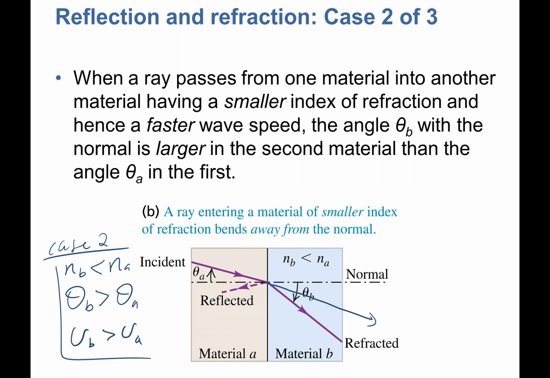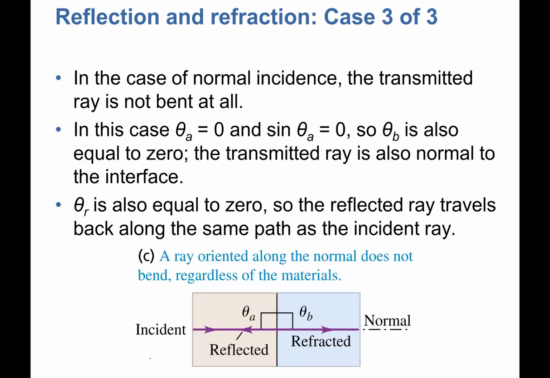Well, case 3, the light comes perpendicular to the surface, or along the normal line. In that case, theta A is 0. That means sine of theta A is 0, and that means theta B is also 0. The light is incident and some will refract without changing direction, and some will reflect in the opposite direction. There is no change in direction for the light.